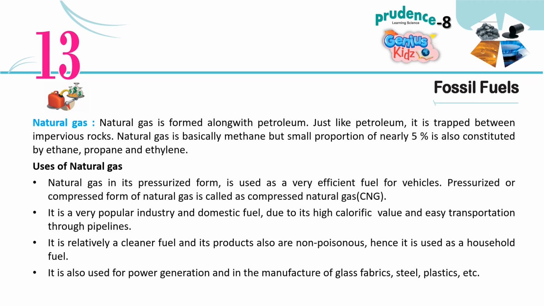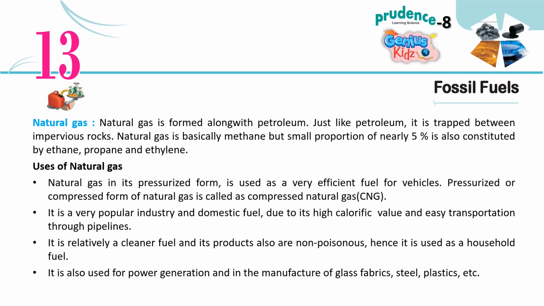Natural gas. Natural gas is formed along with petroleum. Just like petroleum, it is trapped between impervious rocks. Natural gas is basically methane, but a small proportion of nearly 5% is also constituted by ethane, propane and ethylene.